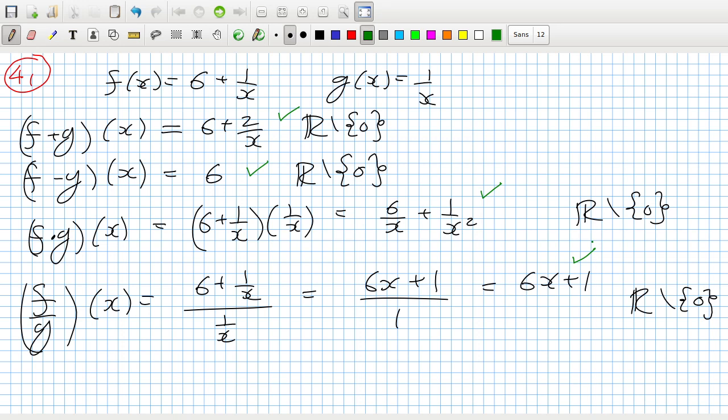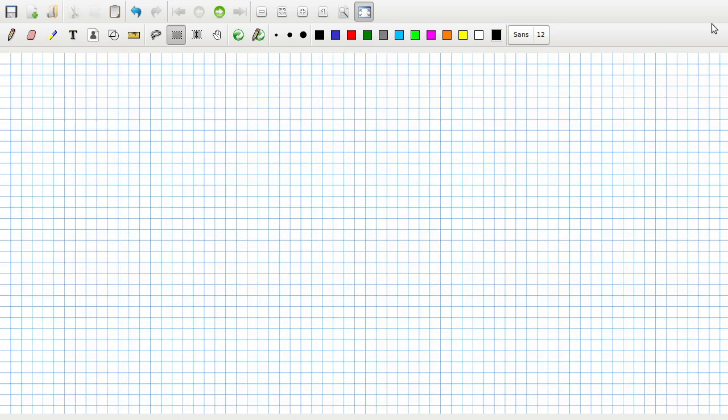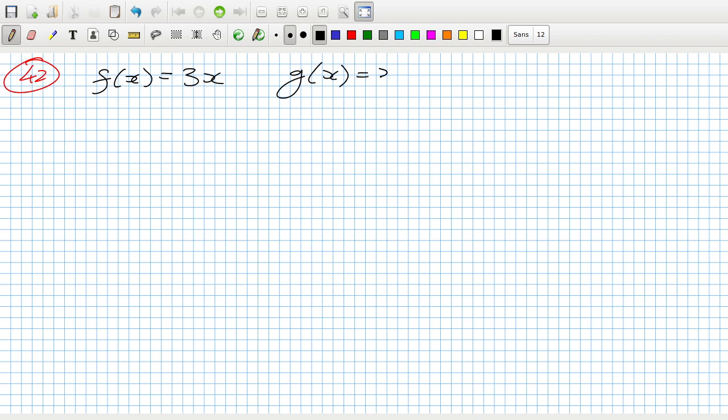So we want to compose the functions f compose g and g compose f, simplify the results, and find the domain of each of the results. Okay, it could get a little bit tricky later with the roots and the reciprocals. Okay, 42. f(x) equals 3x and g(x) equals x plus 5.